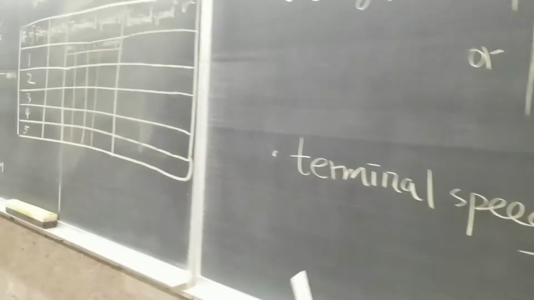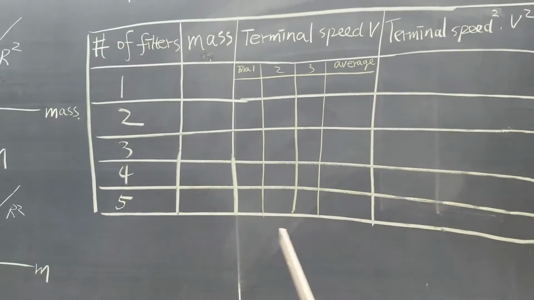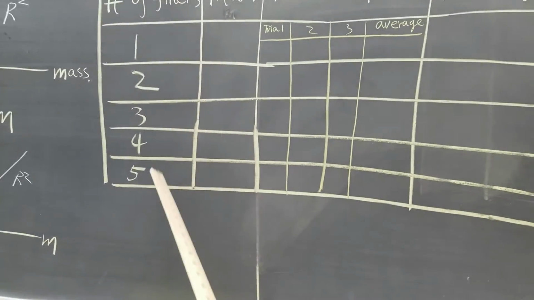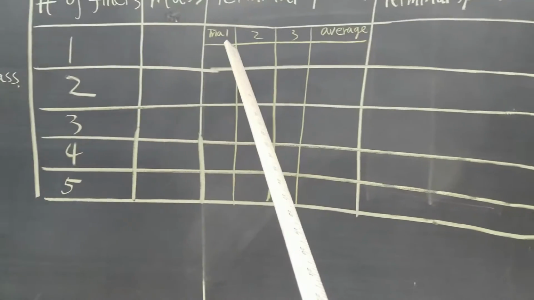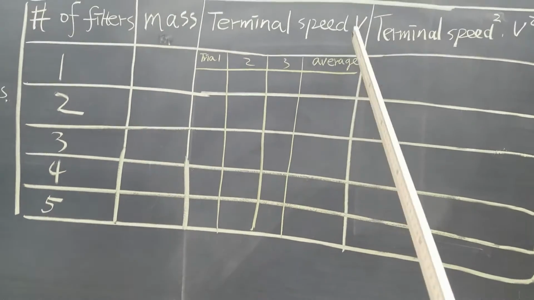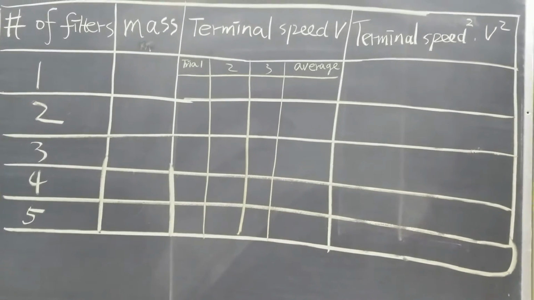This is the data table we are going to use to collect the data. In this lab, we are going to use 5 filters. For each filter, you're going to do 3 trials, determine the terminal speed, and determine the terminal speed squared.